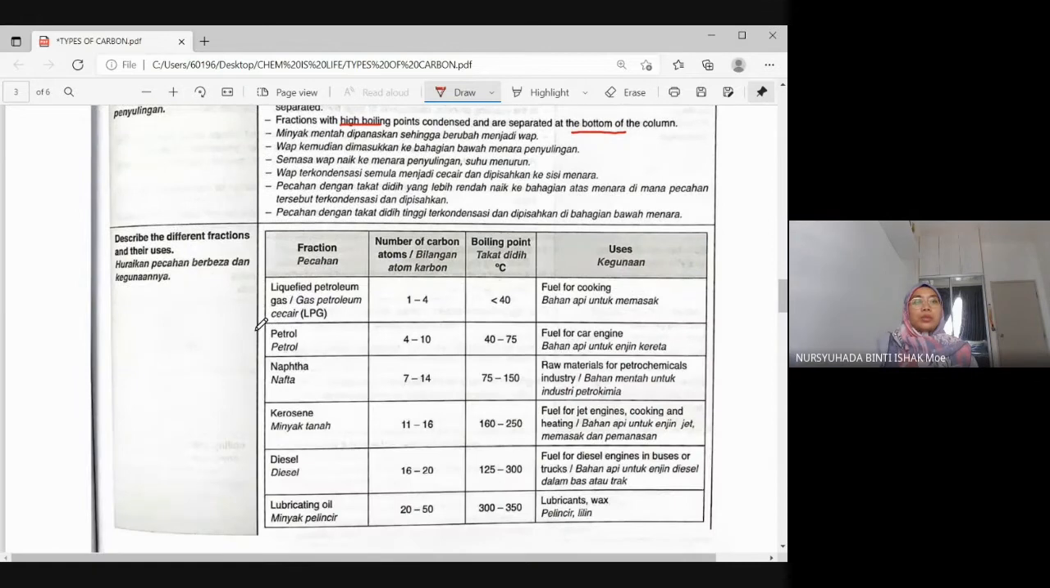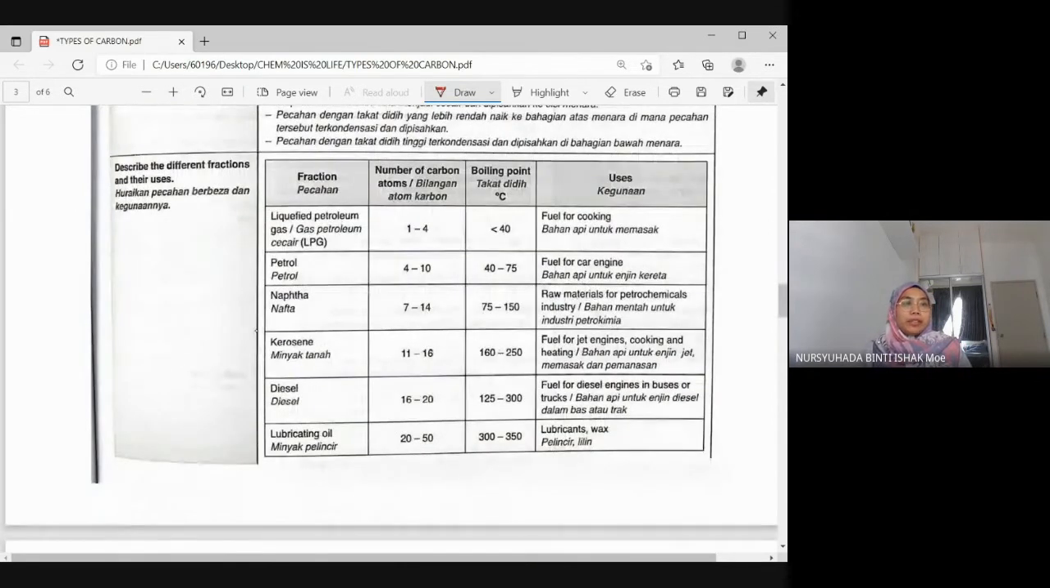Okay, now kegunaan dia pula. Different fractions and their uses. So LPG tadi. Okay, bilangan karbon usually 1 until 4. Boiling point dia sangat rendah, less than 40 degrees Celsius. Uses untuk fuel for cooking. Petrol, kita untuk car engine.